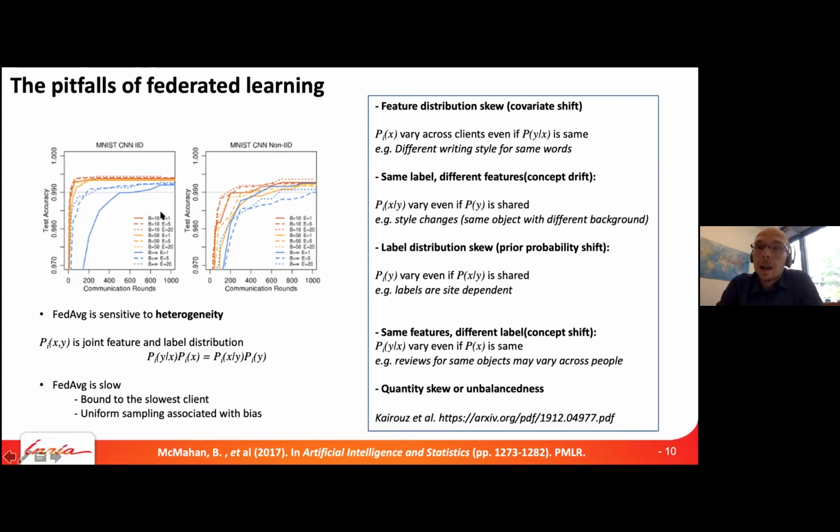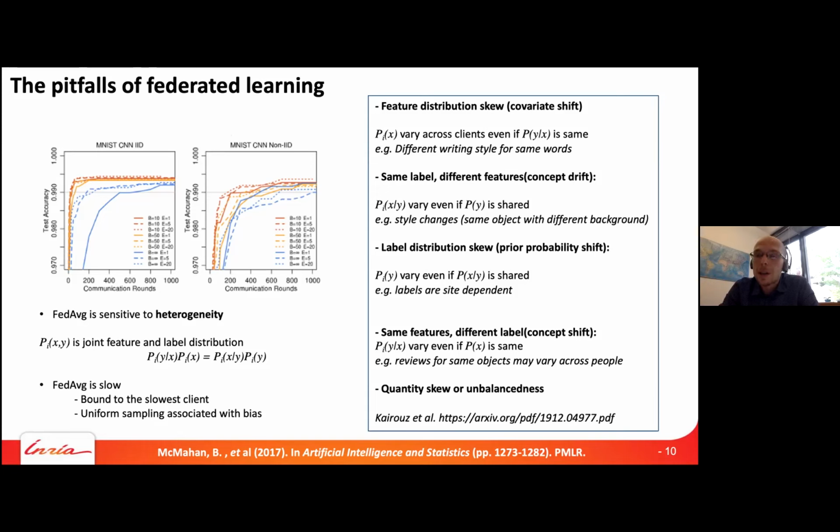The Achilles heel of this kind of approach to federated learning is heterogeneity. Because in this paper, when we partition MNIST, for example, into clients that each share different kinds of digits, convergence is much slower. And sometimes people actually struggle to get convergence.